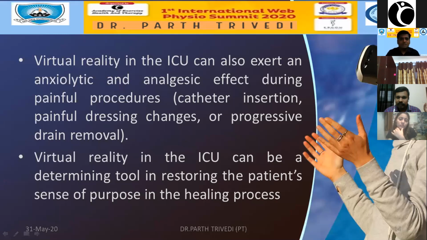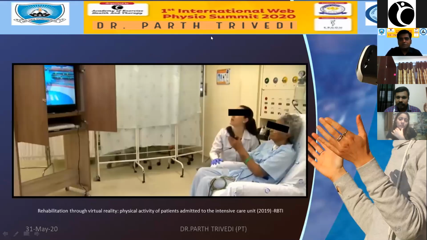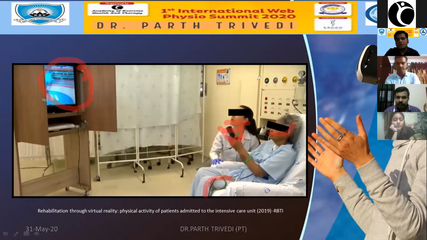So here you can see a flat screen monitor on the left side, and a healthcare professional, and this is the joystick which the patient is holding. The patient would be given a task oriented activity. She would be playing the game in the ICU. You can see a nasal cannula and urinary catheters, so oxygenation and everything is going on, and the patient is playing.